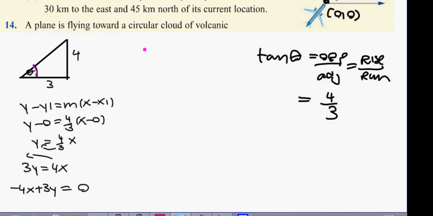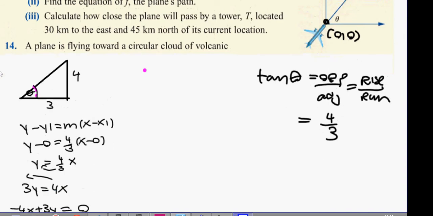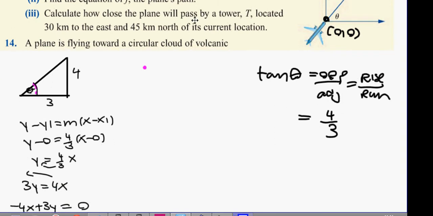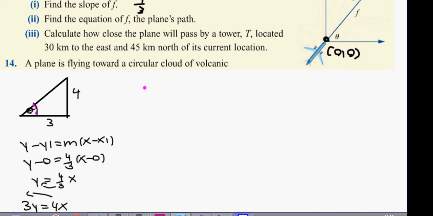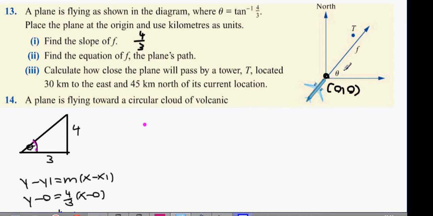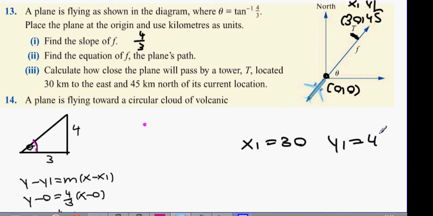Now, calculate how close the plane will pass by a tower T. Locate it: it's 30 kilometers east and 45 kilometers north. So 30 east, 30 across, 45 up is the point (30, 45). Find out its perpendicular distance here. So we know that x1, y1 is 30 and 45: x1 equals 30, y1 equals 45.